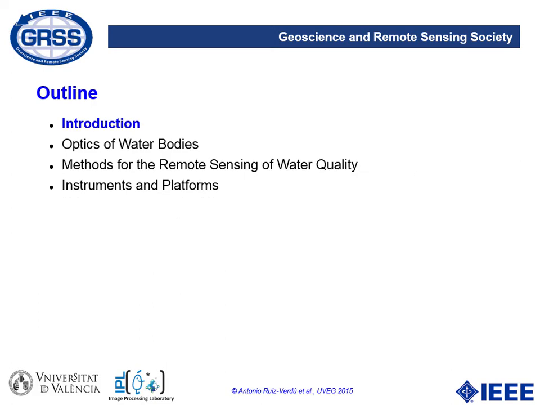I will start this tutorial with an introduction to the optical methods for water quality monitoring in waters. I will then give an overview of the main optical properties of water bodies and of the methods for the remote sensing of water quality for obtaining different types of products and applications. At the end, I will also give an overview of the requirements for the sensors and platforms to study water bodies and the main instruments that are used in this field.